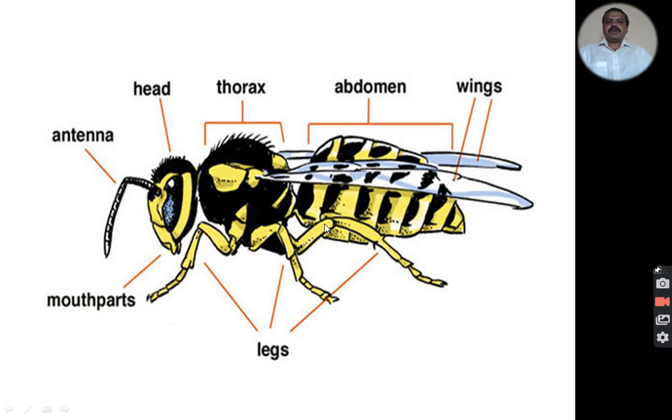Next, the third part of the body is called the abdomen. Here you can see the abdominal segments may vary from about 5 to 10 segments. The number of abdominal segments varies from one insect species to another.